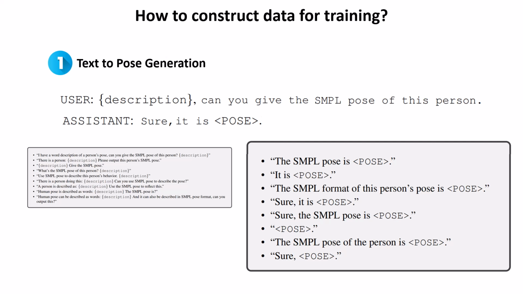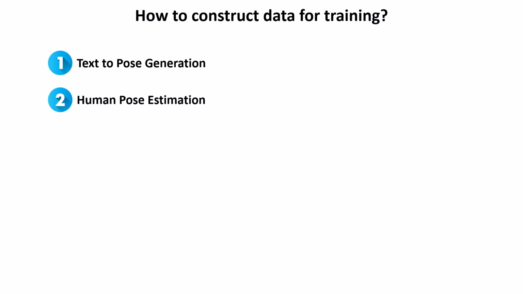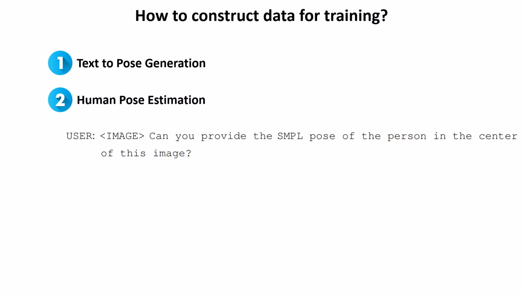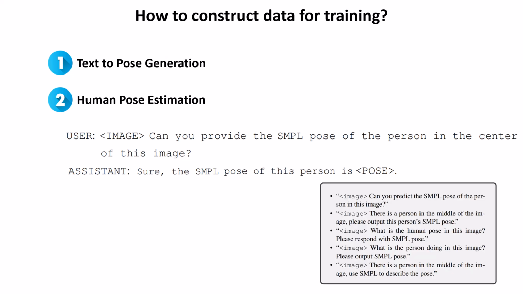But another task that we also need is to interpret images, and that is done by human pose estimation. For this task, the way they generated the data is that the user provides an image, and then they ask, can you provide a simple pose of this person in the center of this image? And then the LLM says, sure, the simple pose of this person is, and then gives the pose token. And likewise for the input, we need more diversity, so they have different ways of requesting it.